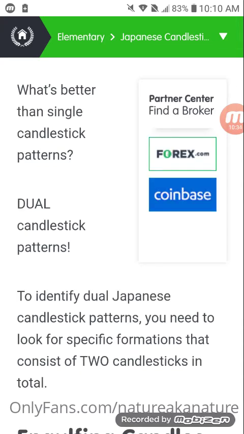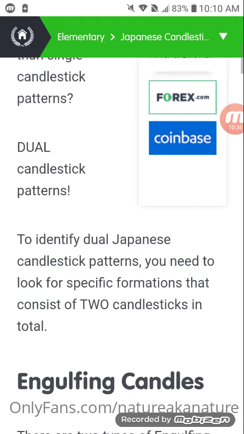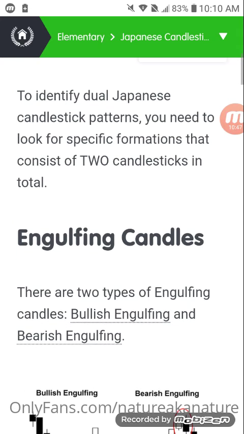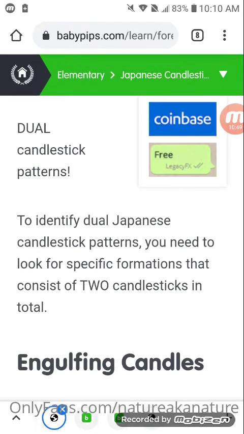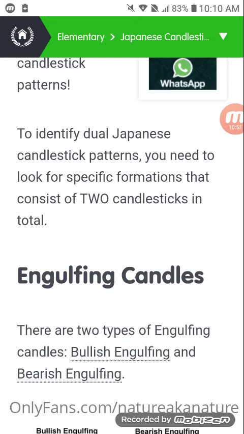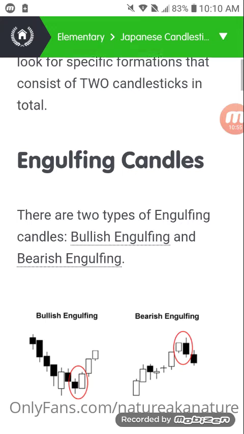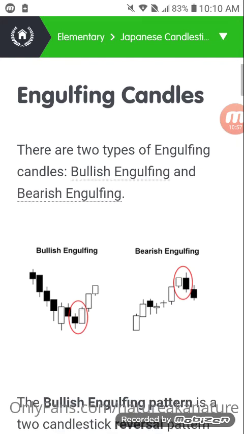So what's better than a single candlestick pattern? Dual candlestick patterns. To identify dual Japanese candlestick patterns, you need to look at specific formations that consist of two candlesticks in total. It needs to have two candlesticks for a dual candlestick pattern to be valid. In engulfing candles, there are two types: the bullish engulfing and the bearish engulfing.